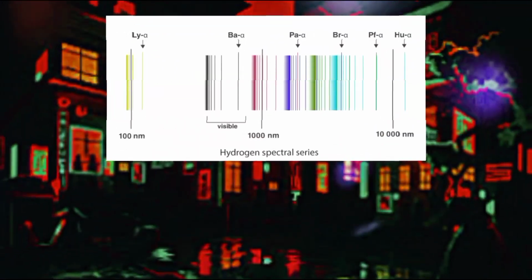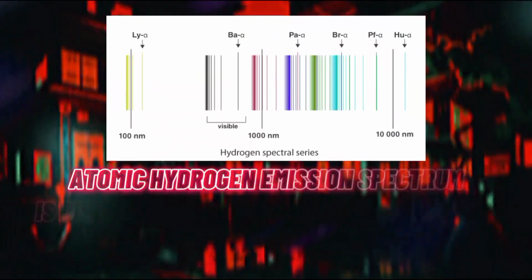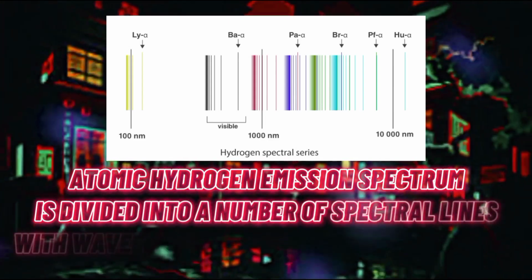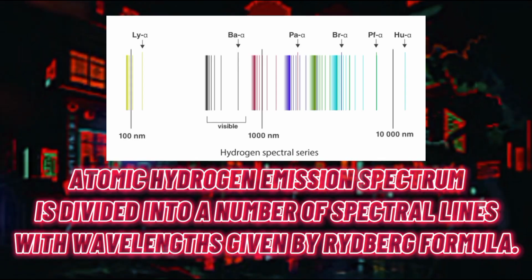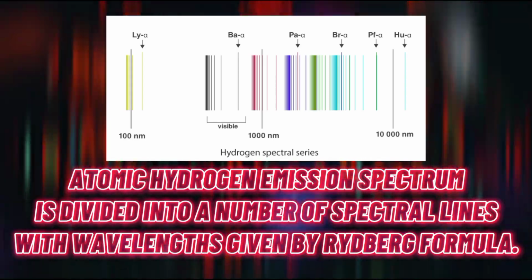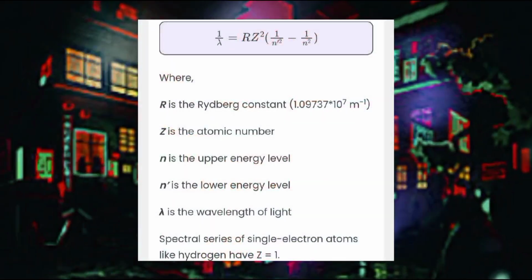From the image above, it is evident that the atomic hydrogen emission spectrum is divided into a number of spectral lines with wavelengths given by the Rydberg formula. Using the Rydberg formula, it becomes easy to calculate the spectral lines. This is the Rydberg formula.